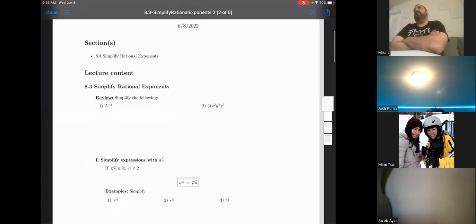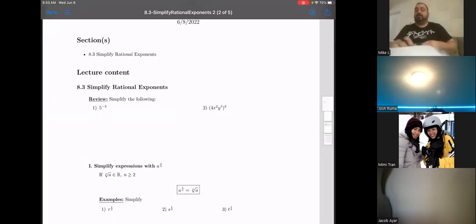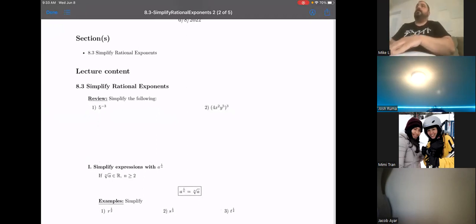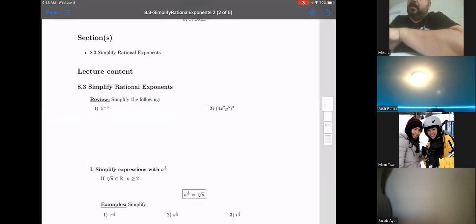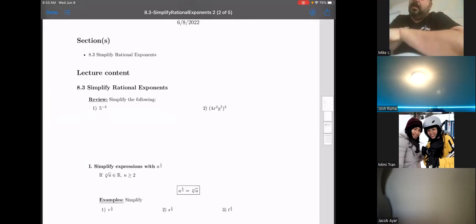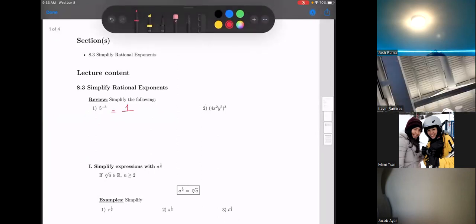I want you to try it out. So 8.3 is simplify rational exponents. Before it was radicals, meaning roots. Now it's rational exponents, so it's exponent stuff like power stuff. I want you to rewrite 5 to the negative 3. Do you guys remember the rule that I told you? 1 over 5 to the third, right?